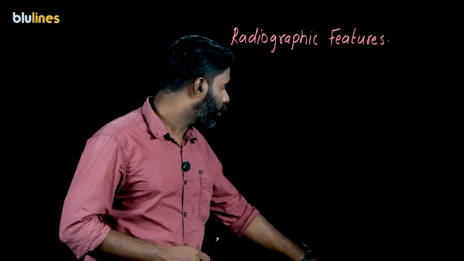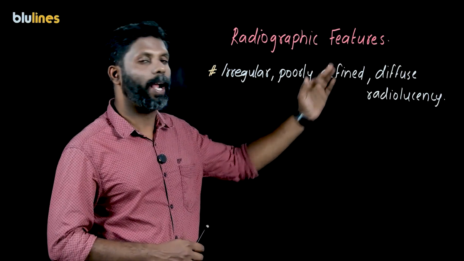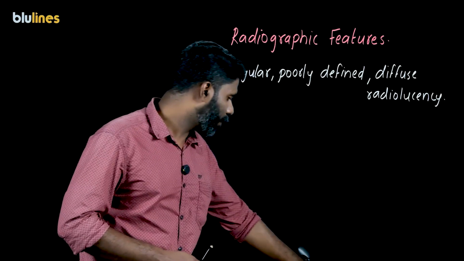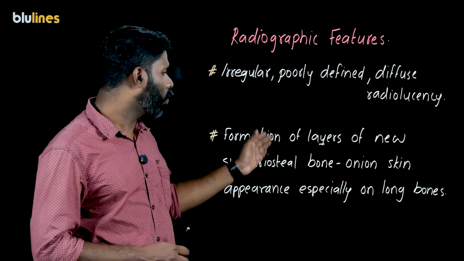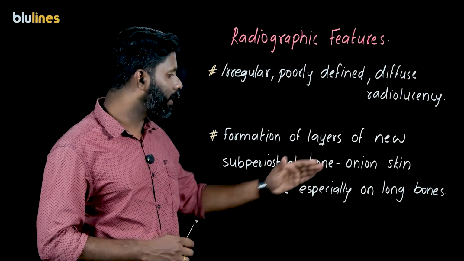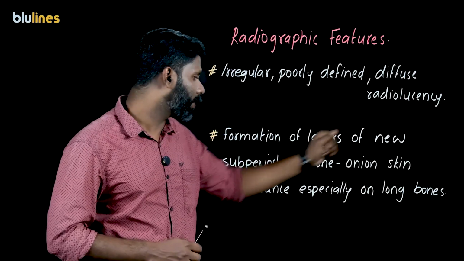Radiographic features: usually seen as irregular, poorly defined and diffuse radiolucency. But there is formation of layers of new supraperiosteal bone that resembles the skin of an onion, that is otherwise known as onion skin appearance.